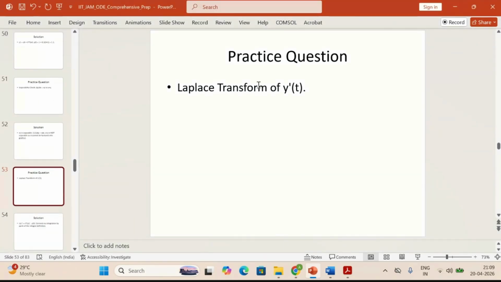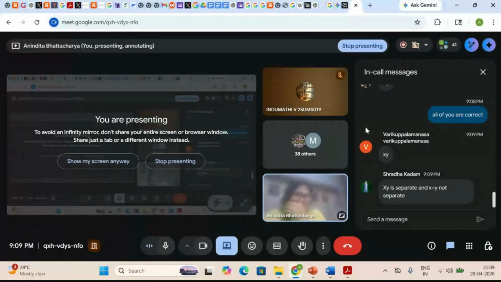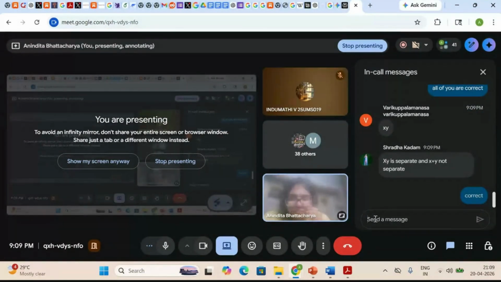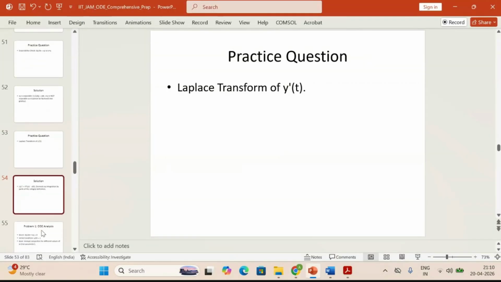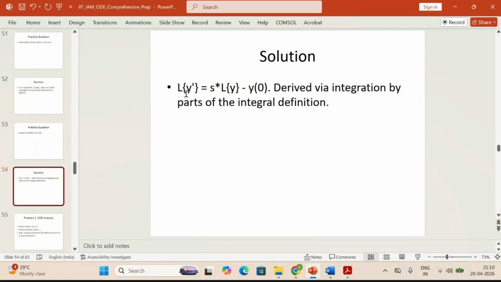So what is the Laplace transform of y prime(t)? It is: the Laplace transform of y prime is s times the Laplace transform of y minus y0.